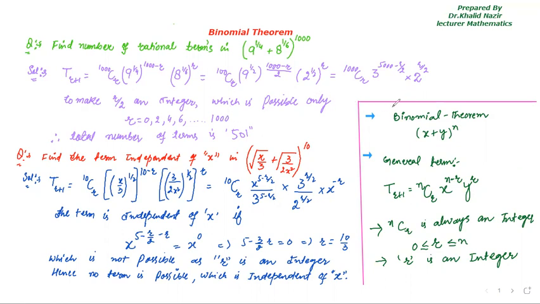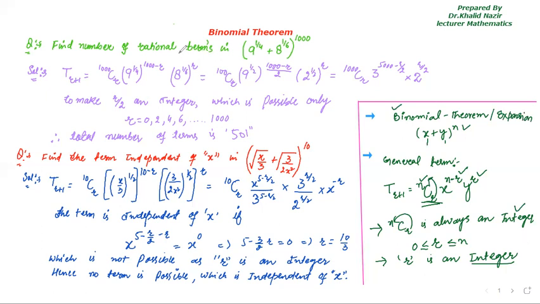The first is the binomial theorem. The binomial theorem, in fact, is the expansion of (x + y)^n for some positive integer n. The general term of this expansion is T(r+1) = nCr x^(n-r) y^r, where this nCr is always an integer. It means that out of n objects, I have to choose r objects. And r takes values from 0 up to n, only integer values, not fractional values like 1/2. It will take 0, 1, 2, 3, 4, 5 up to n.